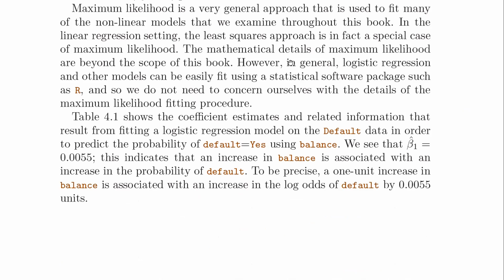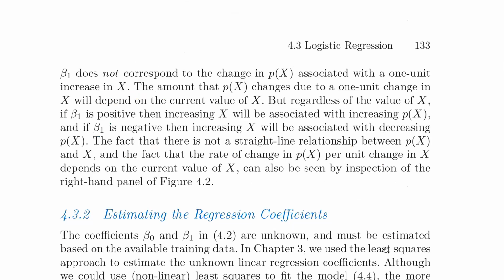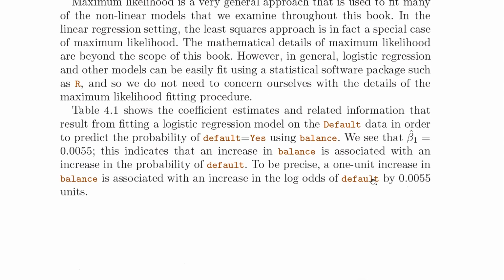The book is saying the mathematical details of maximum likelihood are beyond the scope of this book. However, in general, logistic regression and other models can be easily fit using a statistical software package such as R, and so we do not need to concern ourselves with the details of the maximum likelihood fitting procedure. We can do it at a later stage if I find my own personal notes. Table 4.1, very familiar layout if we go back to chapter 3, shows the coefficient estimates and related information that result from fitting a logistic regression model on the default data in order to predict the probability of default equals yes using balance.